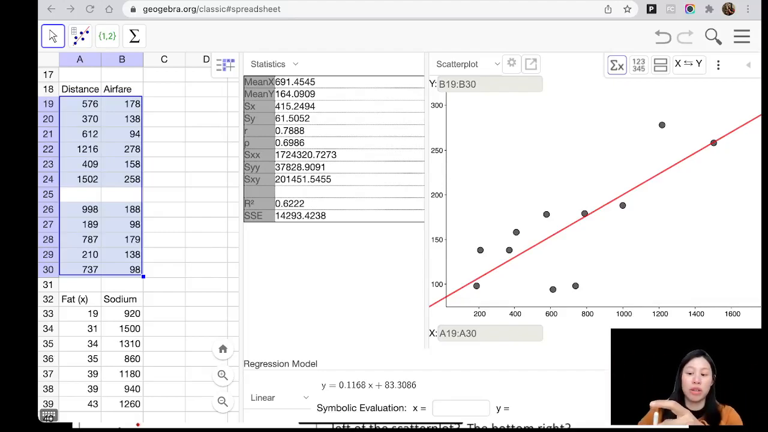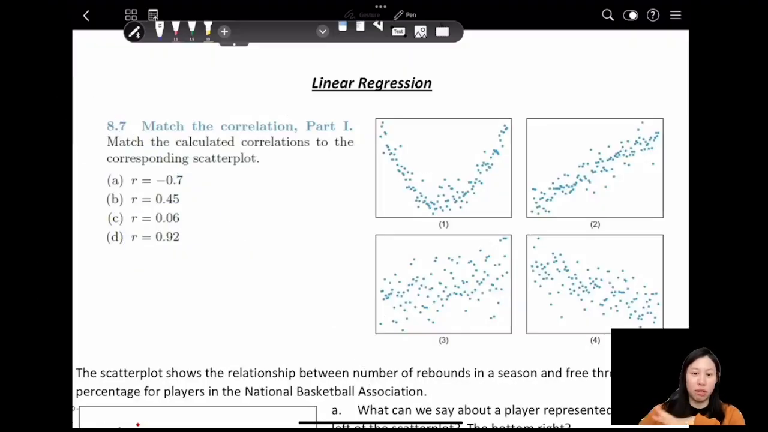So today we are going to talk about some problems about linear regression, and give you more examples about that. Let's take a look at our notes. Matching the correlation from part 1 and calculate the correlation to the corresponding scatter plot. So, calculated correlation: we have a negative 0.7. Negative is a negative correlation, so it has to be decreasing.